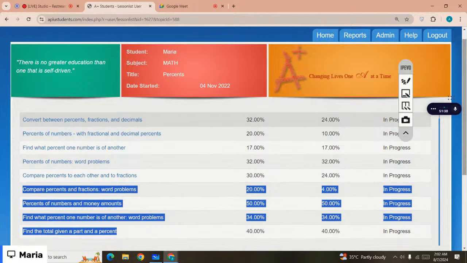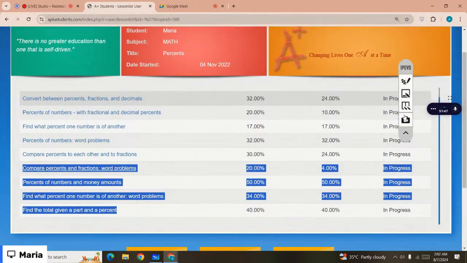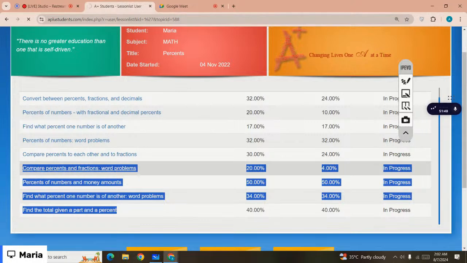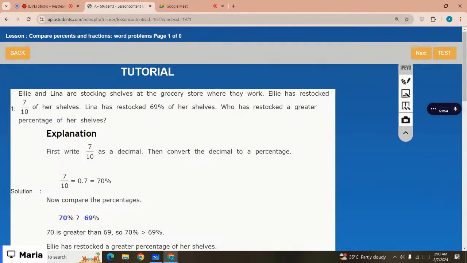Here I'm on grade 6 math. The chapter we are on right now is percents. Let's start with the lesson that is compare percents and fractions word problem. So let's start with the first example. Ellie and Lena are stocking shelves at the grocery store where they work. Ellie has restocked 7 by 10 of her shelves. Lena has restocked 69% of her shelves. Who has restocked a greater percentage of their shelves?